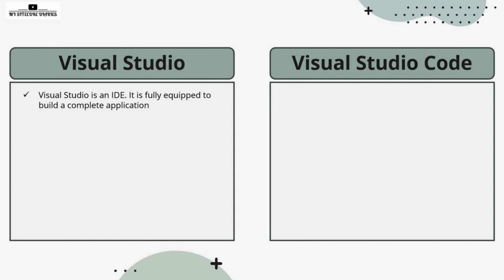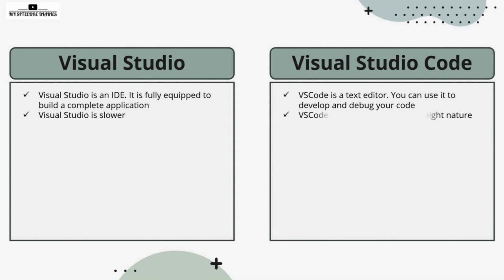Visual Studio is an IDE which we have seen. It is fully equipped to build the complete application, whereas VS Code is a text editor. That is very important. Visual Studio is an IDE, whereas Visual Studio Code is a text editor. You can use it to develop and debug your code. Visual Studio is a bit on the slower side, whereas VS Code is quick due to its lightweight nature. So it is very light, so it is very quick.